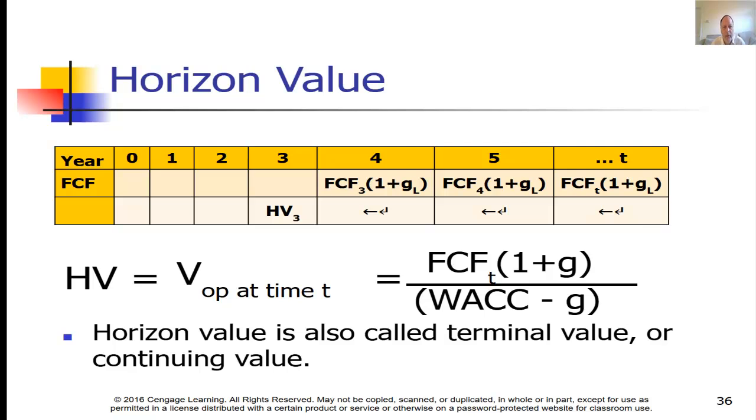The horizon value, or the value of operations at time t, can in general be calculated as the free cash flow at time t times 1 plus the growth rate, over the WACC minus the growth rate, as long as that growth rate is constant. So we will use this to get the value of the company in year 3.